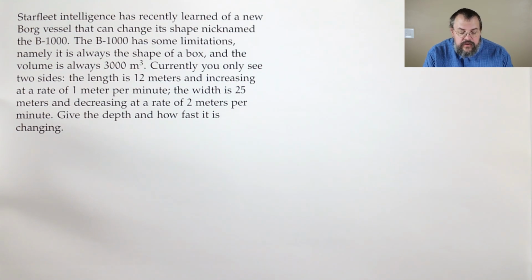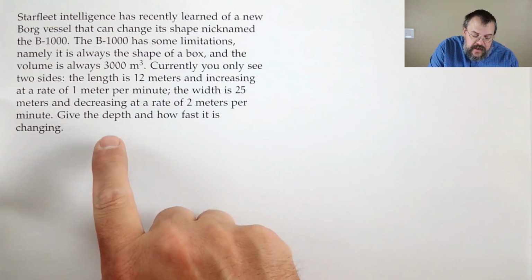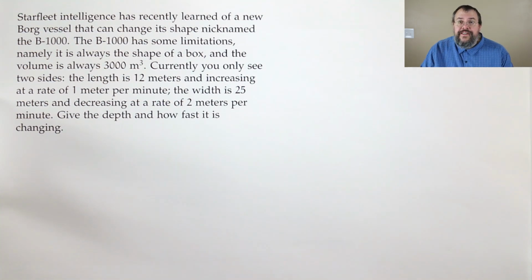Currently, you only see two sides. The length is 12 meters and increasing at a rate of 1 meter per minute. The width is 25 meters and decreasing at a rate of 2 meters per minute. And then we need to figure out what's the depth and how fast is the depth changing. All right. Well, let's think about what to do.